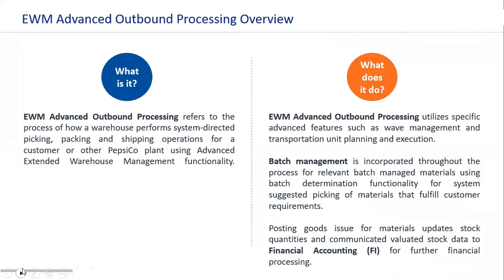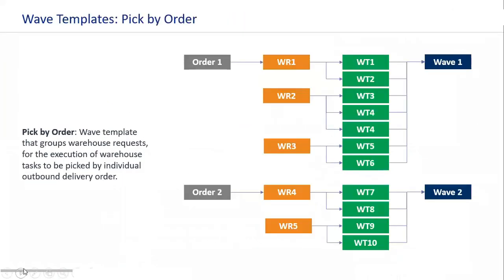Apologies, gone back a bit. So wave templates picking by order: wave templates that group warehouse requests for execution of warehouse tasks to be picked by individual outbound delivery order. So as you can see, there's lots of different breakdowns into it. I doubt this would ever get that complex for us in EWM, but you've got your order and then your request and then your tasks within that, and they can all be part of the same wave when you dropped it in.